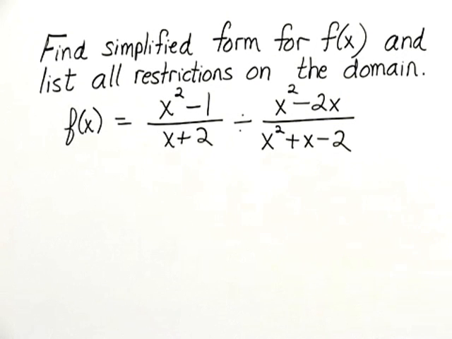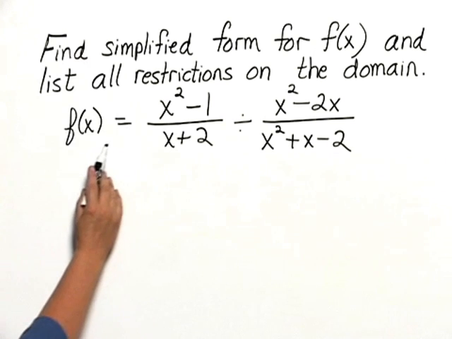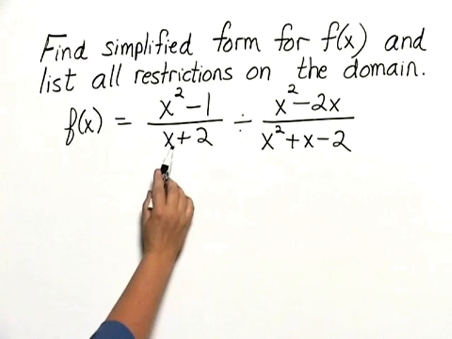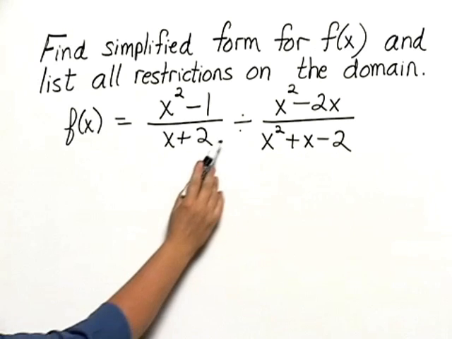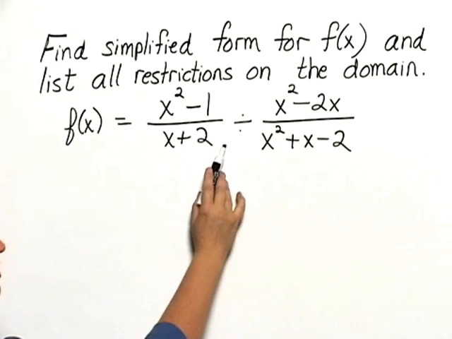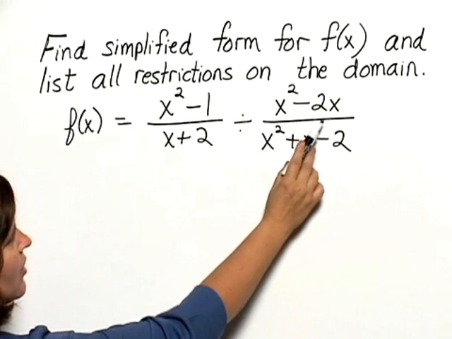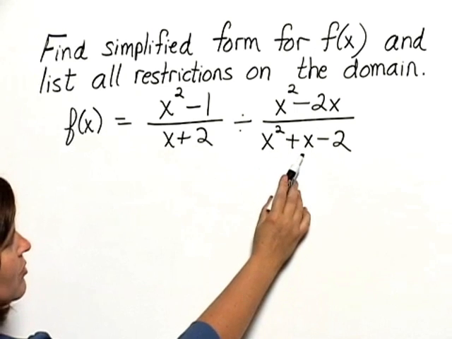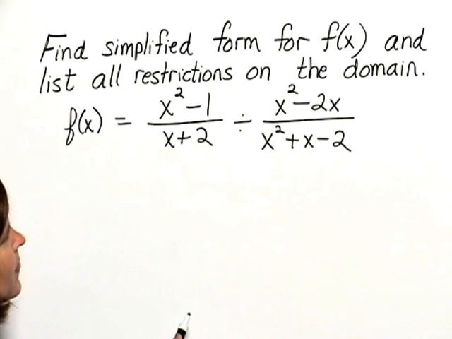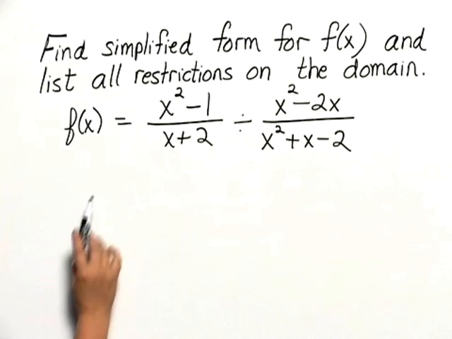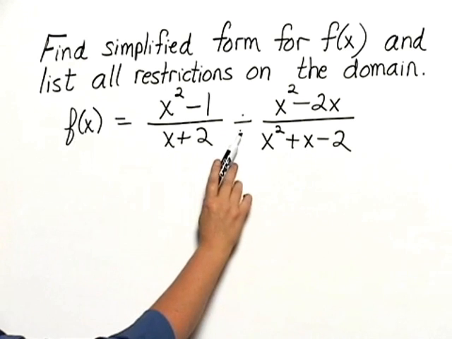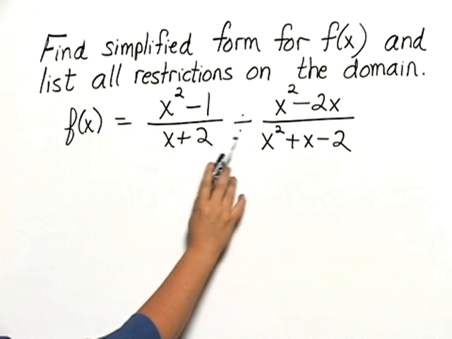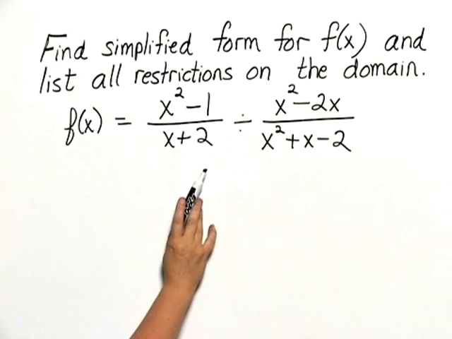Find simplified form for f of x and list all restrictions on the domain. We have f of x equals x squared minus 1 over x plus 2 divided by the rational expression x squared minus 2x over x squared plus x minus 2. We're going to be finding simplified form, which means we're going to be carrying out the division. We're also going to be listing all restrictions on the domain.